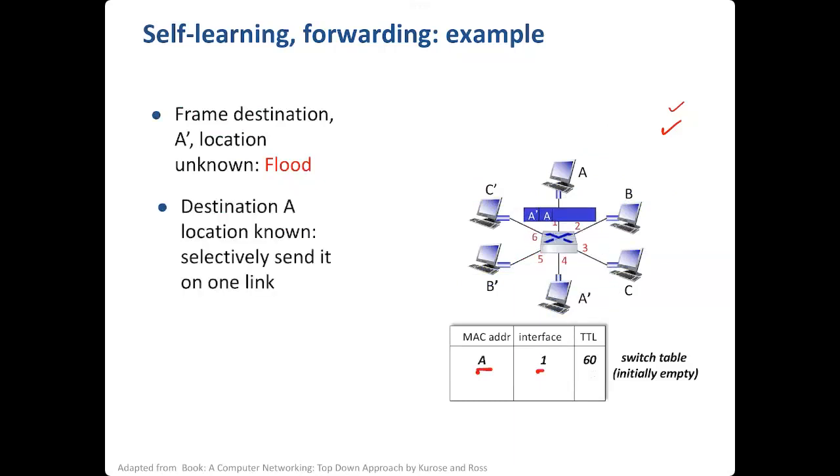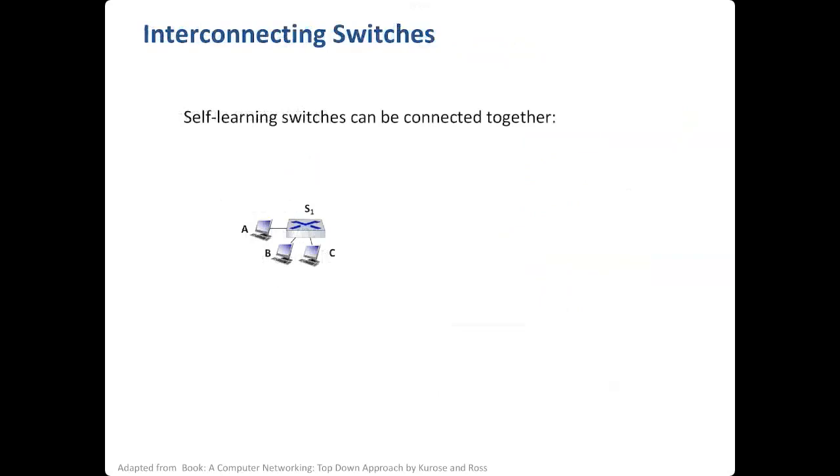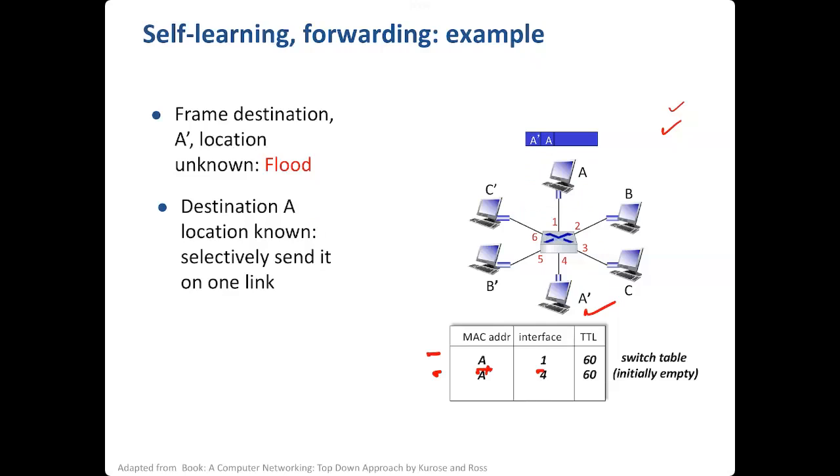But this packet will be rejected by everybody else and accepted by A dash. A dash will respond back. So now the second learning will come, that MAC address A dash is connected to port 4. Okay, so in this way, as more communication happens, this table will fill up with all MAC addresses, or basically those who are communicating, and the corresponding port number will be here.